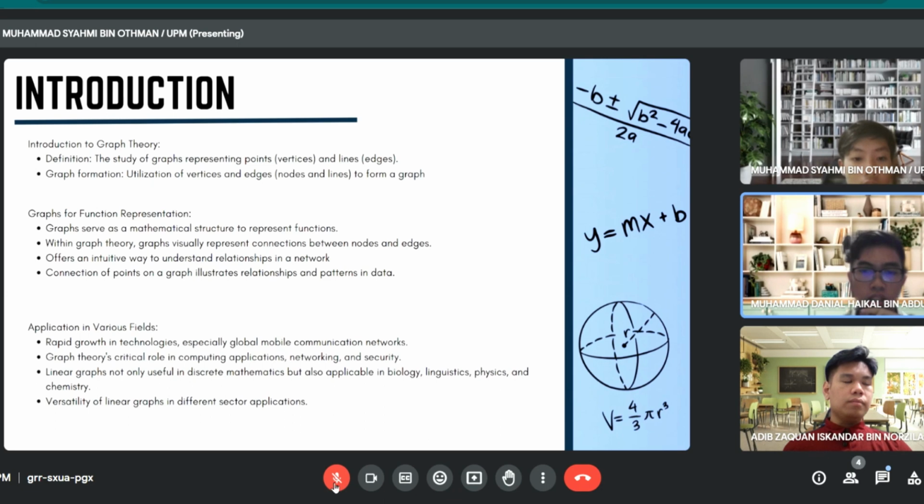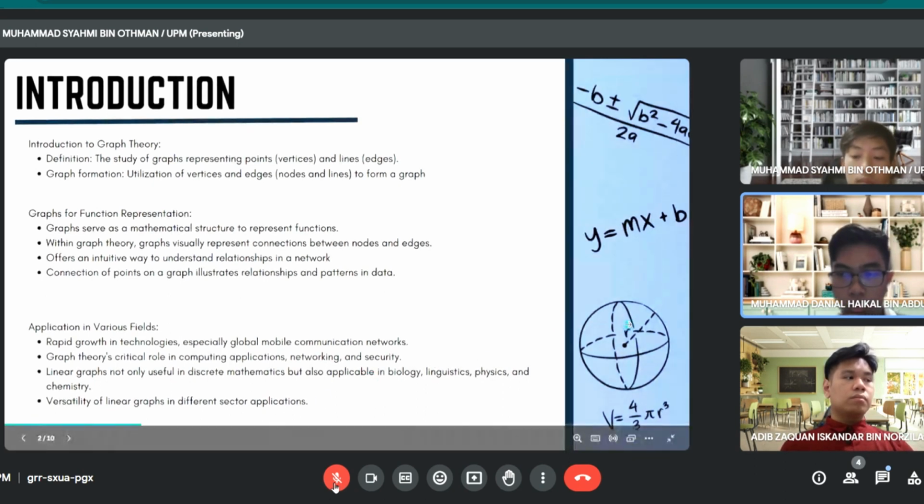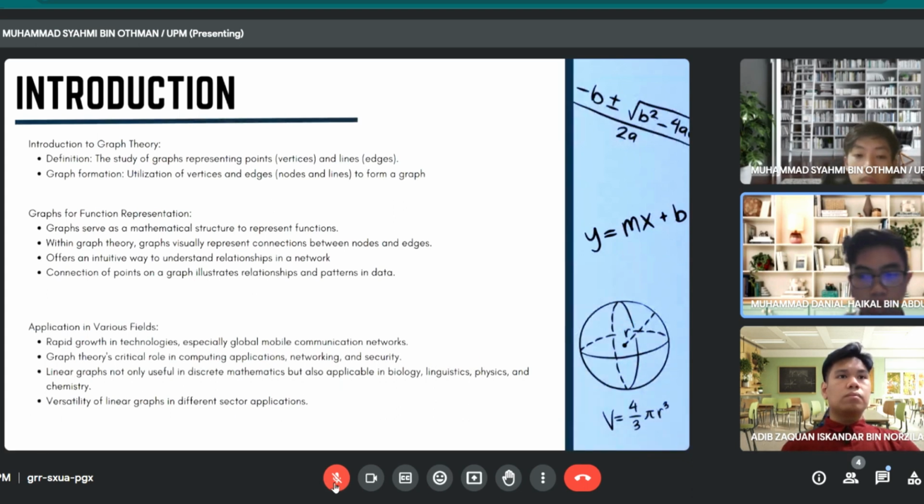So in this era, we can see that the rapid growth in technologies like global mobile communication networks demands new solutions for existing problems. Thus, graph theory plays a critical role in computing applications, networking, and security. Aside from that, linear graphs are not only useful in discrete mathematics and the machine field, but they are also applicable in the domains of biology, linguistics, physics, and chemistry. This is because linear graphs can be utilized in a variety of distinct sectors and applications.